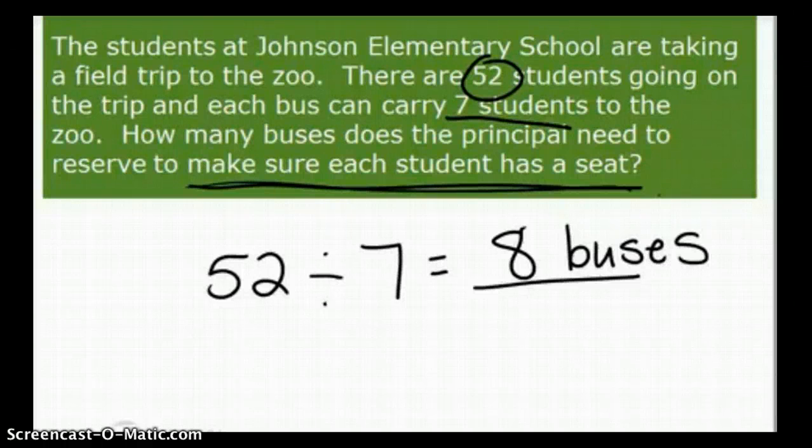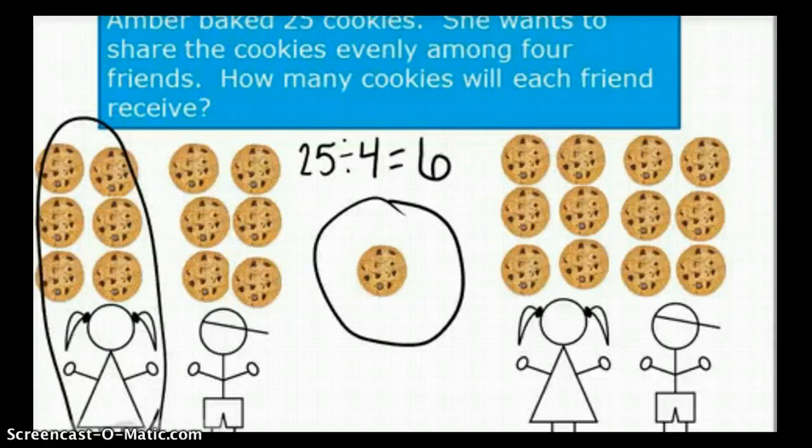Remember, it's important to think about remainders in the context of the problem. In this example, it is important to pay attention to the remainder so that we don't leave students behind. In the example previously, we could ignore the remainder because it was only a leftover cookie. We had done what the question had asked us to do, and we had split the cookies evenly among 4 friends. The remainder wasn't meaningful.